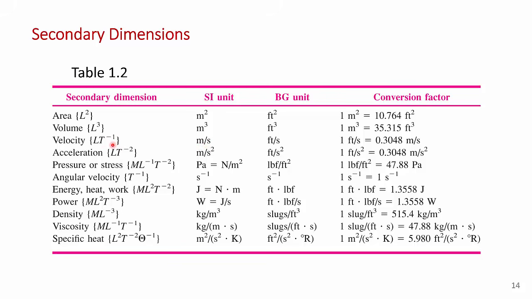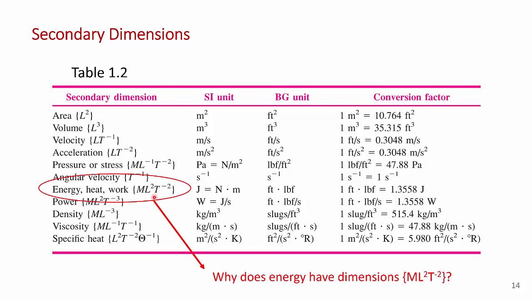Most of them are obvious, but you do run into the occasional non-obvious one, and I want to point this one out. Energy, heat, and work would have units of joules. A joule is a Newton meter. It's not immediately obvious that the dimensions are mass, length squared over time squared. So let's talk about that. Why do variables that have units of energy have this unusual dimension?